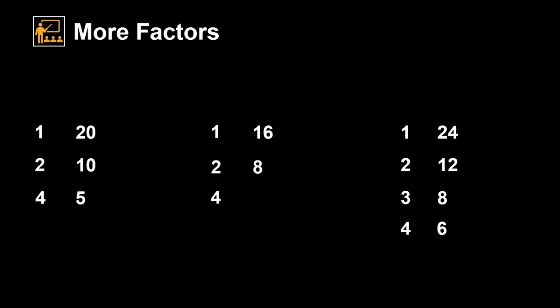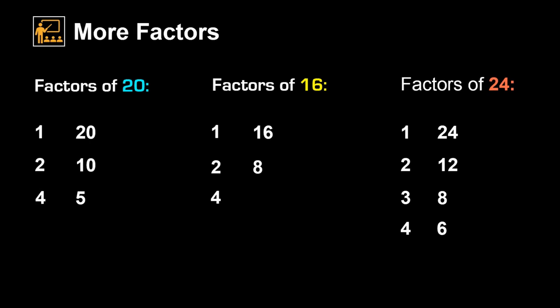Just some more factors, just for exercise purposes. We've got factors of 20, factors of 16, and 24, and we will do the same. We will multiply two numbers with each other to get a product, and each number will then be a factor of that product. For example, 1 multiplied by 20 will give you 20, 2 multiplied by 10 is 20, and 4 multiplied by 5 is 20, which means 1, 2, 4, 5, 10, and 20 are all factors of 20.